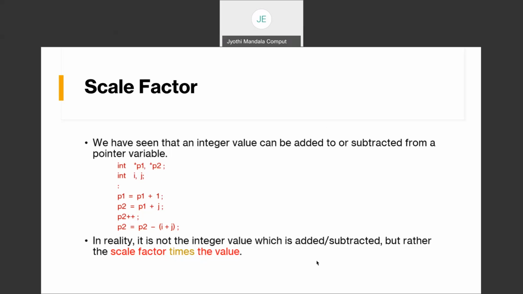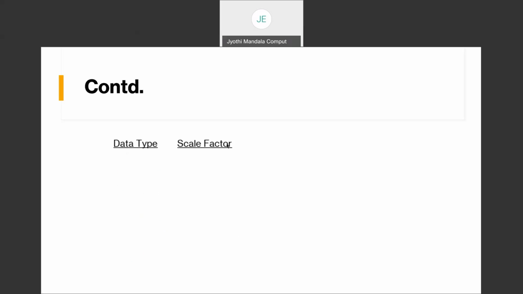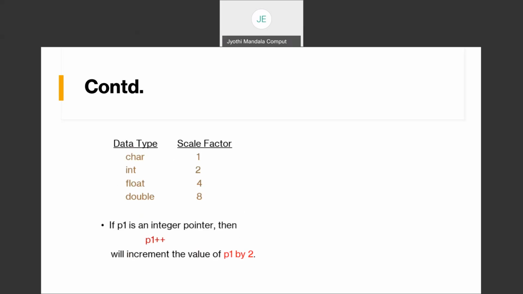The new terminology is given here. Scale factor is nothing but the number of times the value has to be incremented. Got it? The 1 is incremented twice because it is pointing to the integer data type, and j is also incremented twice because again the pointer is pointing to an integer. That number of times is referred to as the scale factor. Normally the scale factor depends upon the data type. Whenever you are using the char data type, the scale factor is 1. If it is of integer data type, the scale factor is 2. For float it is 4, and for double it is 8.